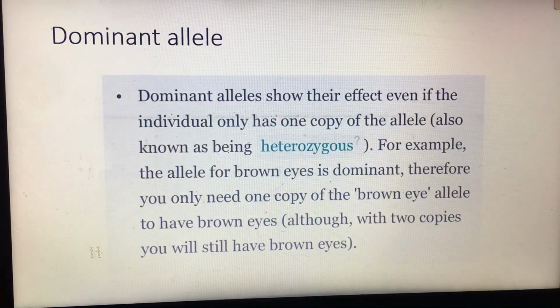Okay. The last thing we want to understand: what do we mean by dominant allele? As we say, dominant alleles show their effect even if the individual only has one copy of the allele, also known as being heterozygous. For example, the allele for brown eyes is dominant. Therefore, you only need one copy of the brown eye allele to have brown eyes. Although with two copies, you will still have brown eyes.